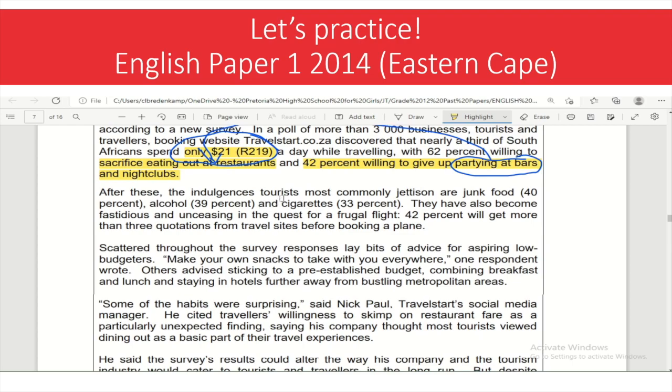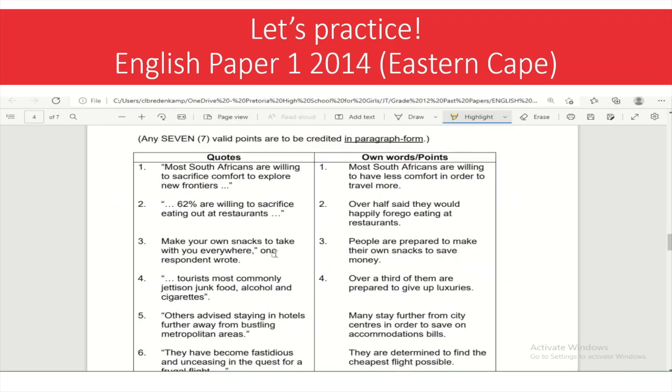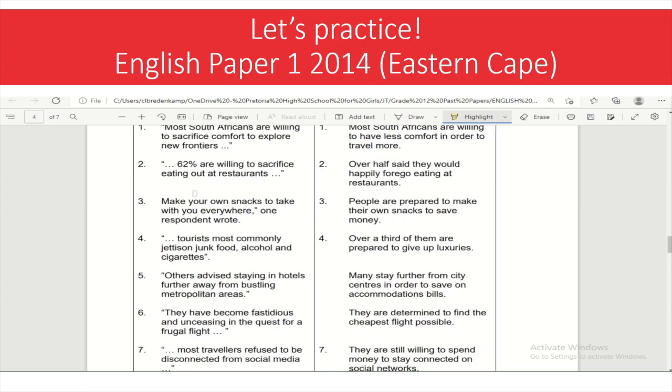The indulgences tourists most commonly jettison are junk food for 40%, alcohol 39%, cigarettes 33%. They have also become fastidious and unceasing in the quest for a frugal flight. So 42% will get more than 3 quotations from travel sites before booking a plane. All right, let's have a look at what the memo says for this particular paragraph. So over here, we've got make your own snacks to take with you everywhere, one respondent wrote. Did we have any of that information that we just saw in that paragraph?